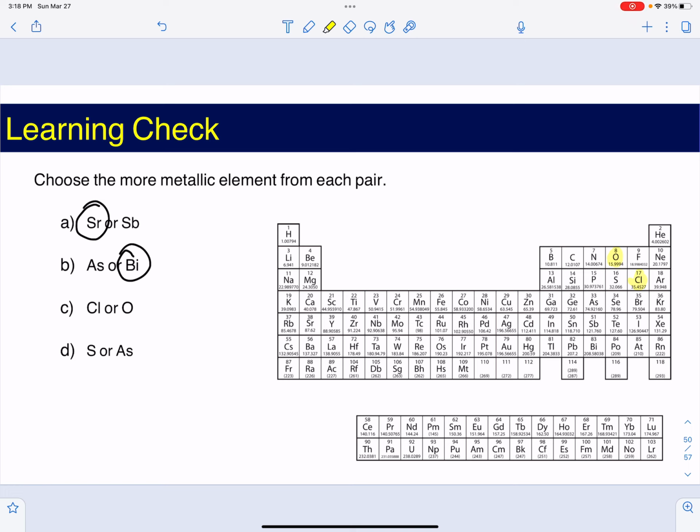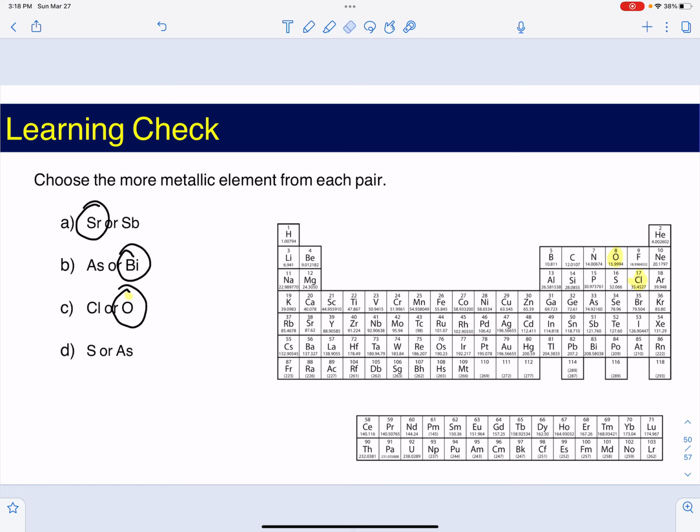We can say that chlorine, which is more to the right, would be the less metallic, so oxygen would be my more metallic one. You can also say that chlorine being on level 3 is probably a little bit bigger than oxygen. So it's easier to remove the electrons, so more metallic.